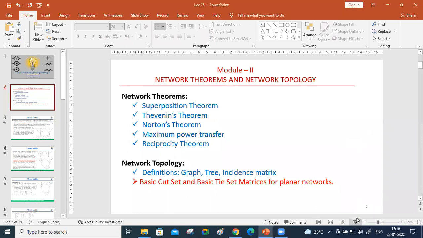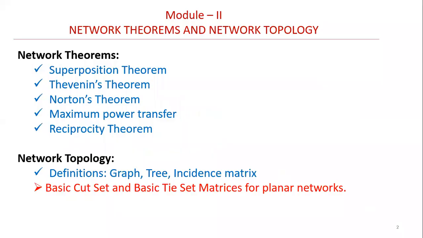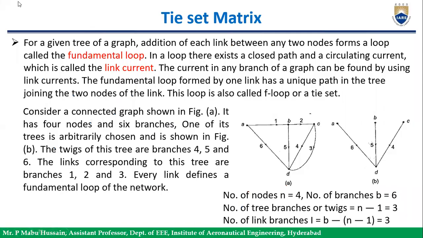So we are in the second module, and in the previous class, we discussed the network topology: definitions of graph, tree, and how to form the incidence matrix. Today we are going to discuss the basic Cutset and Tieset matrices for planar networks. With this, we are going to conclude the second module. So first, see the Tieset matrix.